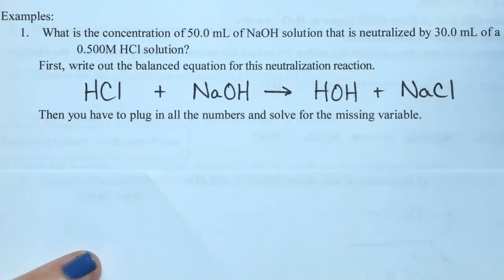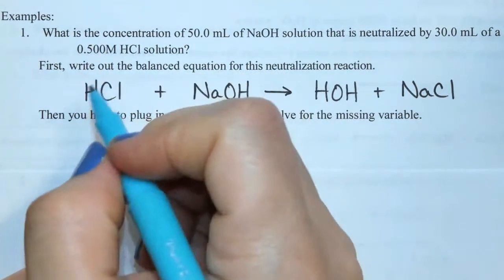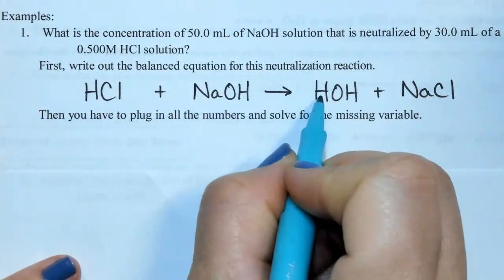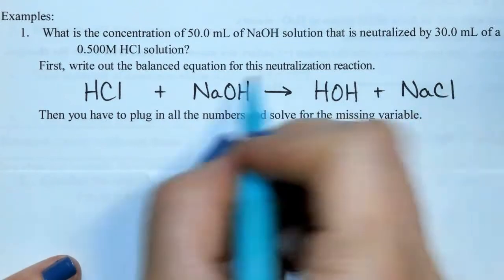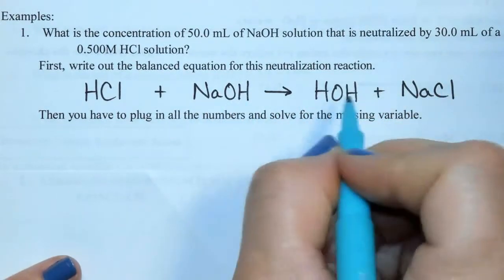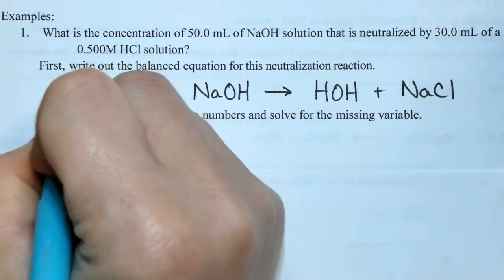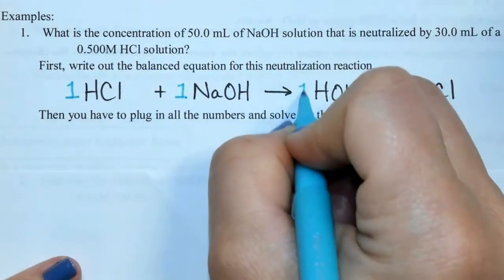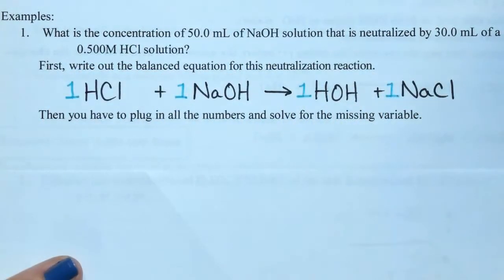And then we have to balance the coefficients in front of the equation. So there's one hydrogen, one chlorine, one sodium, one hydroxide, one hydroxide. So that gives all four of these a coefficient of a 1. Everything is in a 1-to-1 ratio. So now let's identify our variables.